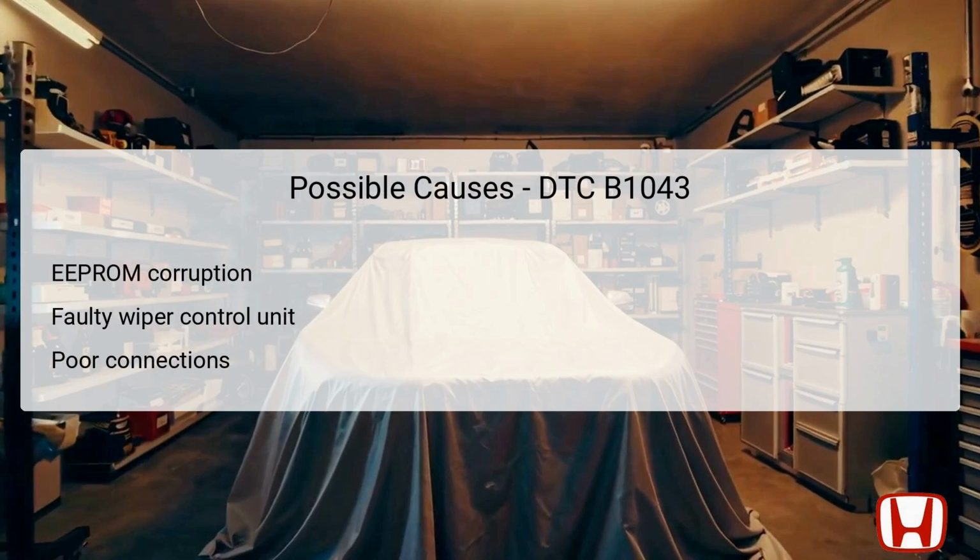There are several potential causes for the DTC B1043 being triggered. First, EEPROM corruption is a primary suspect. This could arise from electrical malfunctions or power surges that compromise the memory's integrity. Second, the wiper control unit itself may be defective, leading the body control module to receive erroneous signals. Finally, poor connections, whether they be loose harness connections or degraded wiring related to the windshield wiper system, can also cause the body control module to register an error.